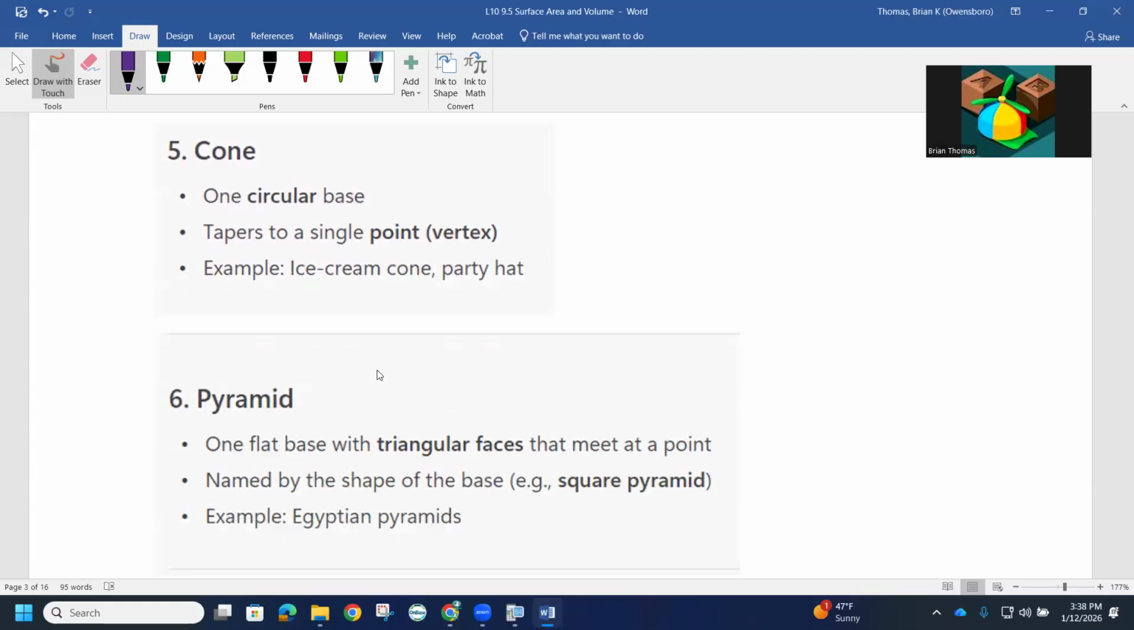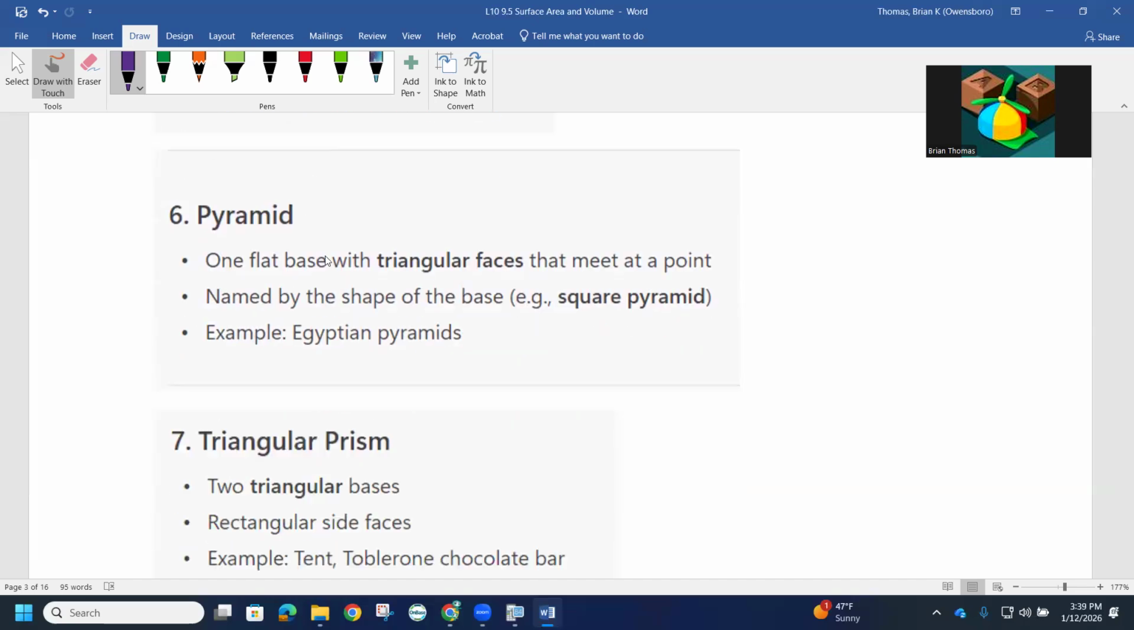The cone is also very popular. A cone usually has a circle base and then it tapers to a point. So keep that in mind, this is three-dimensional. A lot of times we make a party hat out of paper doing this. I've done party hats by hand, but there's also the ice cream cone.